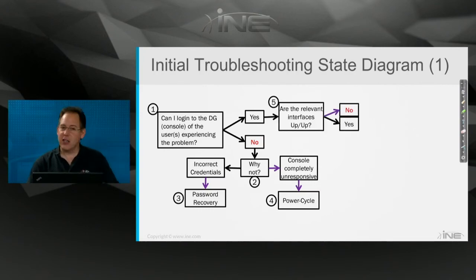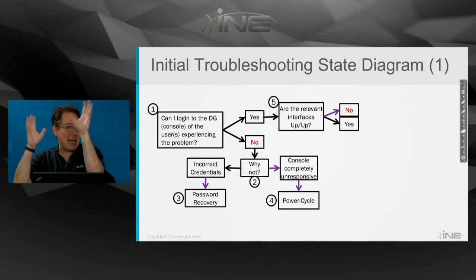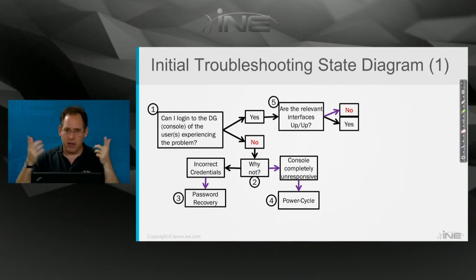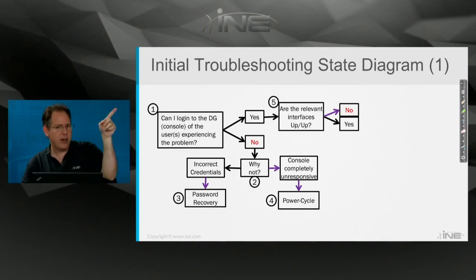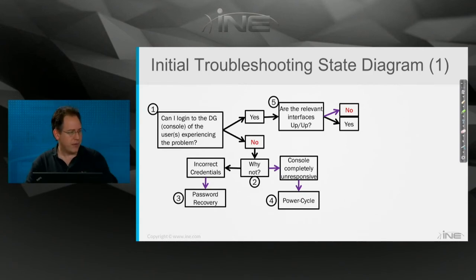So let's say you can get into the router. You've got access to the command line. Next thing you do, because remember, you've got people screaming in your ear right now, "can't get to my website." Are the relevant interfaces up? What interface on this router leads downstream to these people who are complaining? Is that interface up? What interface leads upstream to the internet connection? Is that up? If the answer is no, we definitely have to troubleshoot that. If the answer is yes, we move on.